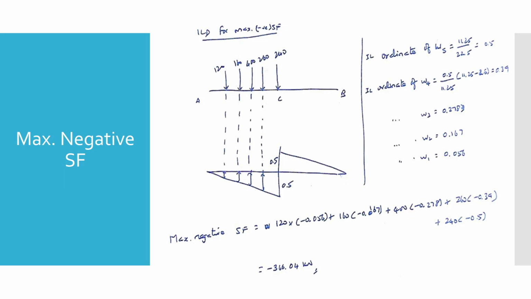W1. Compiling the products of all 5 loads and their respective negative ordinates, our final calculation yields an absolute maximum negative shear force of minus 366.04 kilonewtons.